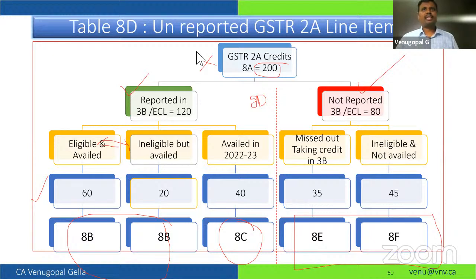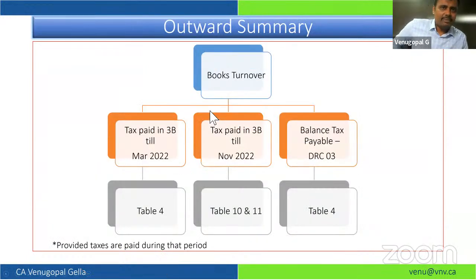So let me summarize all the discussion. What you will be reporting in GSTR9 is the turnover on which the tax has been paid. If you have paid the taxes in 3B till March, you will take it to table 4. If you have paid the tax till November of next year, you will be taking it to tables 10 and 11.